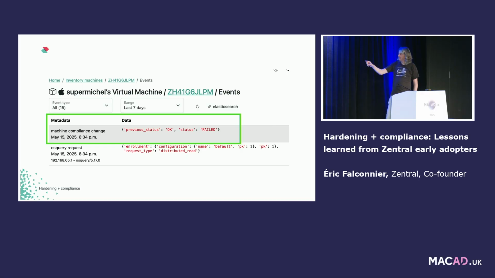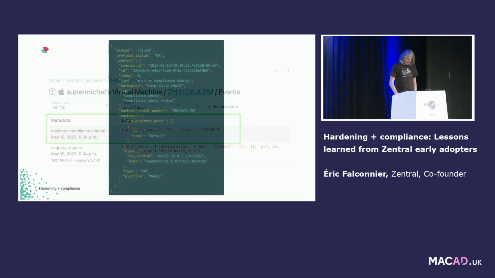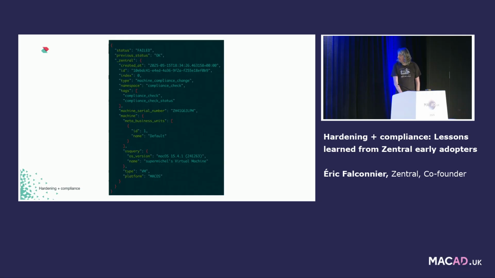So we have one kind of event that is when the total compliance status of a machine changed. So here we failed. This is how the events look if you ship them to your SIEM, or if you look in the details in Zentral. You see the payload, OK to failed. As you can see, we put a lot of inventory data in the event as well, so that when your guys run detections in the SIEMs, they don't have to do lookup tables. They can use this data directly.